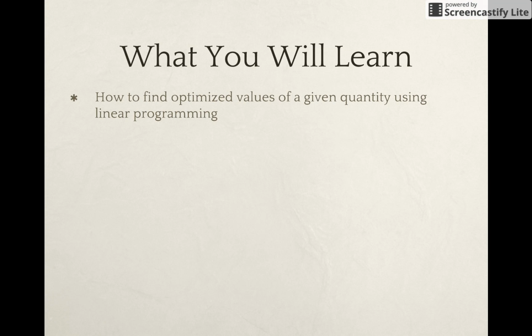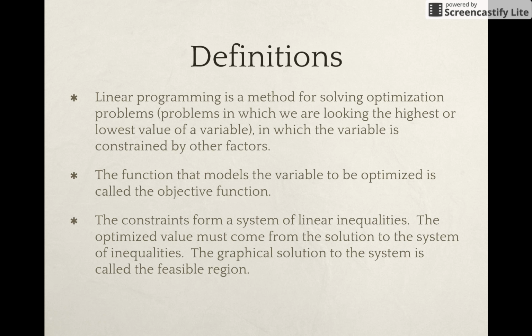In this presentation, you'll learn how to find optimized values of a given quantity using linear programming. When we talk about optimized values, we're talking about either highest values, which we would call a maximum value, or lowest values possible, which is what some people call a minimum value. Linear programming is a method for solving these types of min-max optimization problems. And in particular, it's when our variable of interest is constrained by other factors.